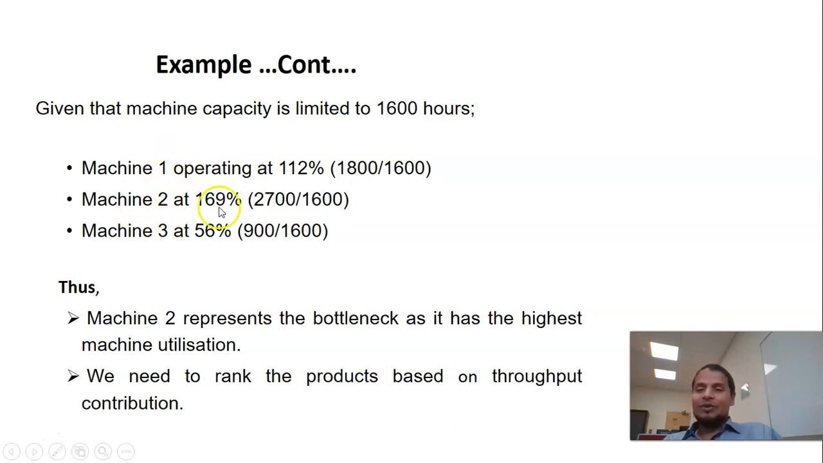Okay, so we have to address the problem of machine 2 first, because it is in the most crisis. And then we need to rank the products based on the throughput contribution. Based on the throughput contribution ratio per machine hour of machine 2, we have to calculate the ratio and then rank the products. Which product, X, Y, or Z, we should produce to maximize the profit, to maximize the utilization of machine 2 as a resource.